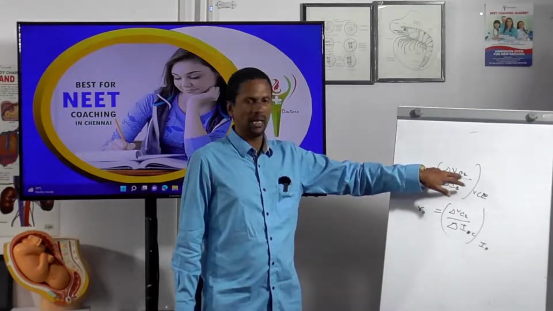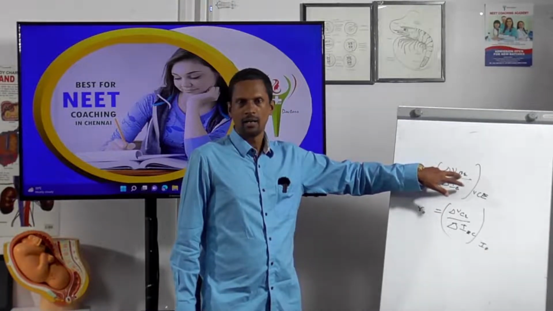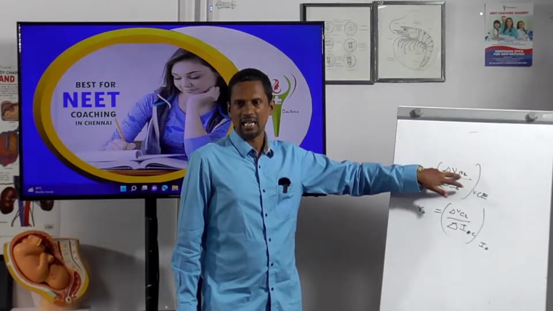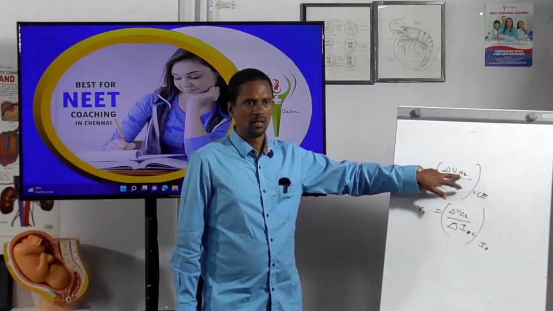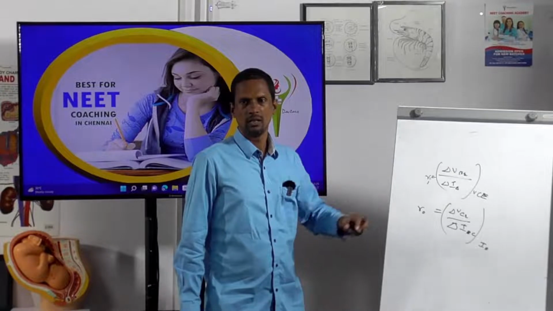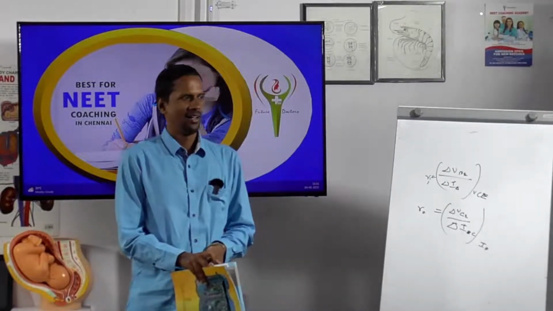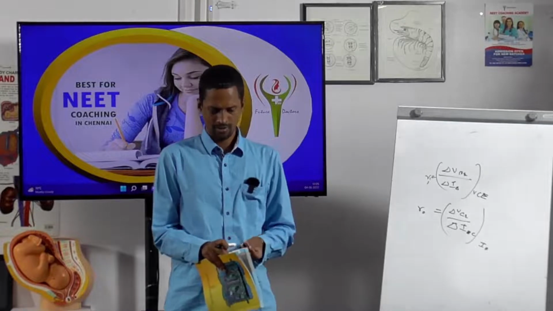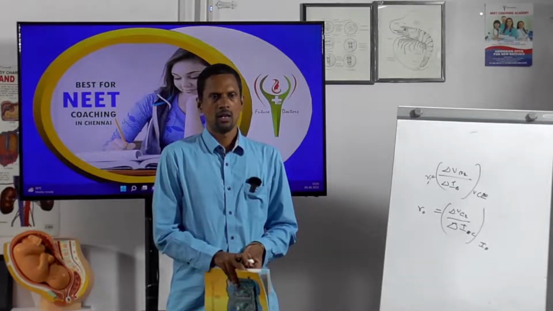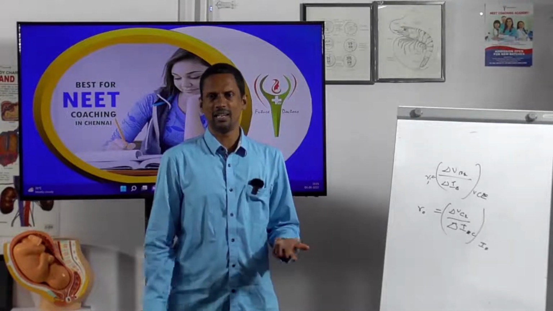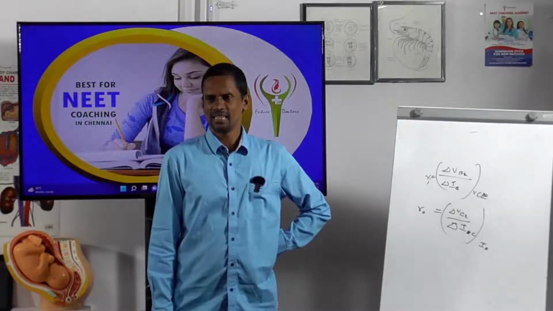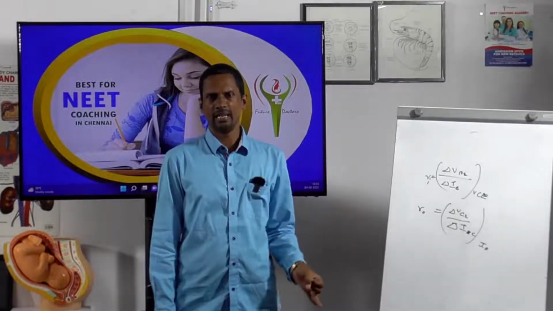B, what is B here? What is B? BE. Any one person? BE. Base and emitter. Why are you blinking like this? Just now I told you base, emitter, collector.